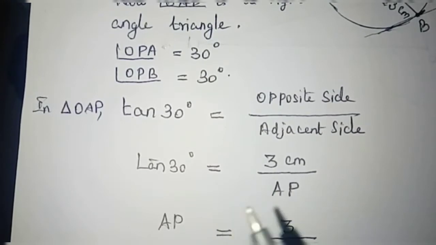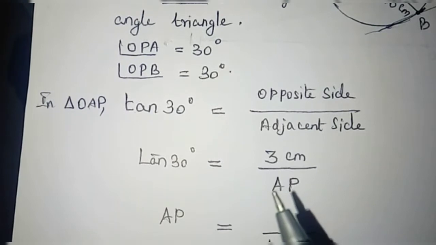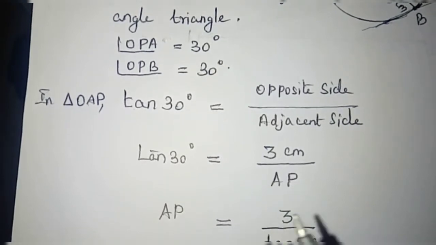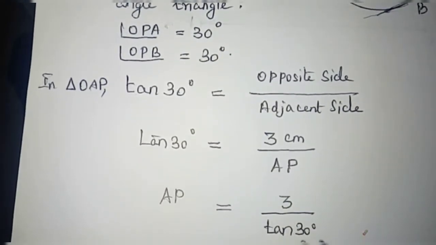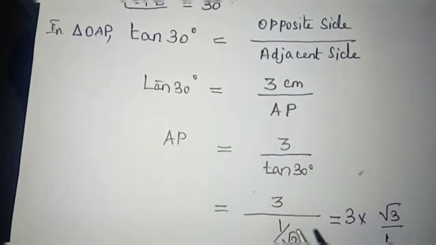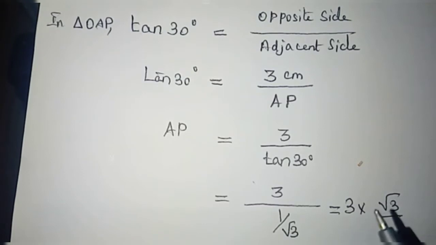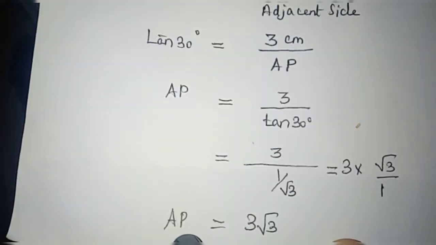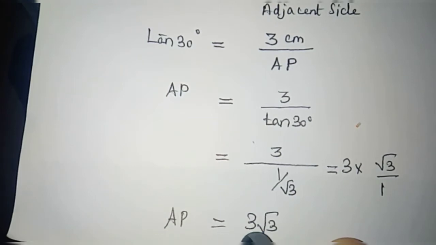So cross multiply this and we get AP is equal to 3 by tan 30. Tan 30 value is 1 by root 3. Therefore 3 divided by 1 by root 3 is equal to 3 into root 3, since if the denominator is 1 by root 3, then it comes to the numerator as root 3. The required answer AP is equal to 3 root 3.